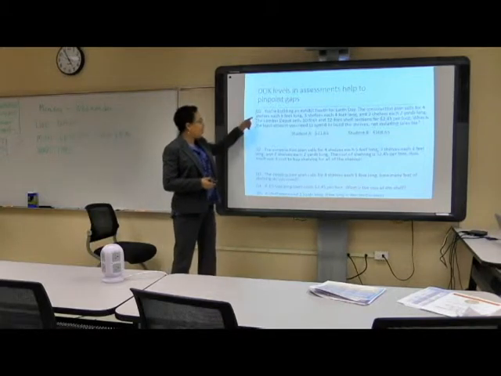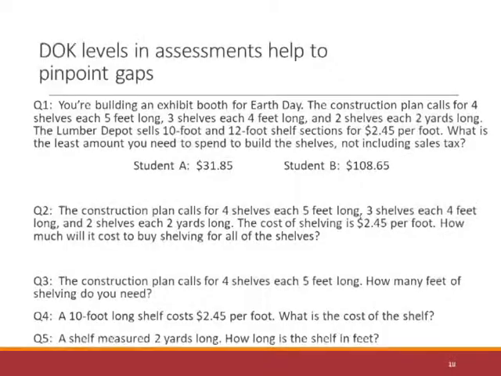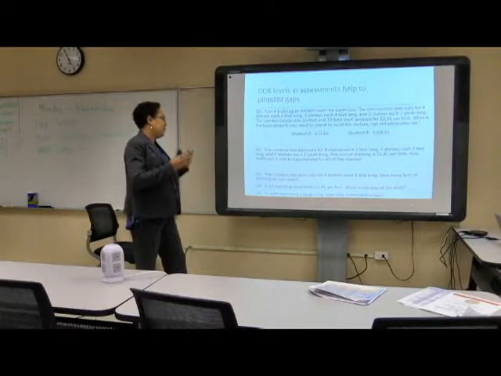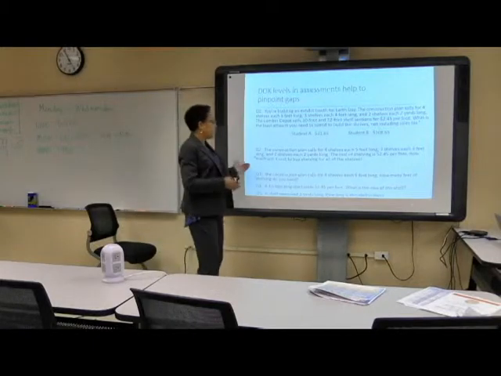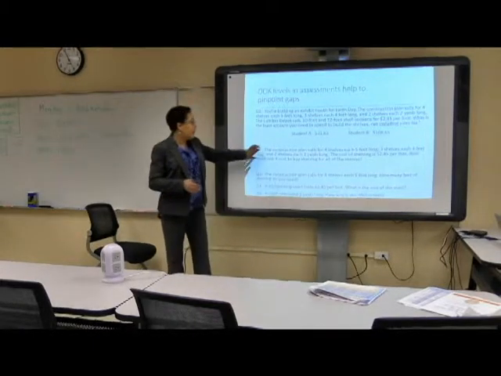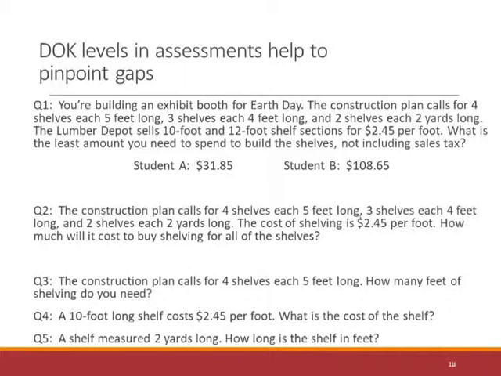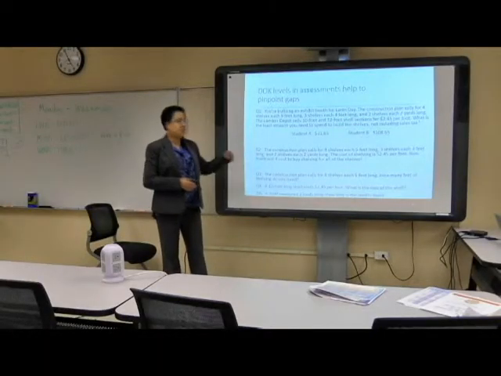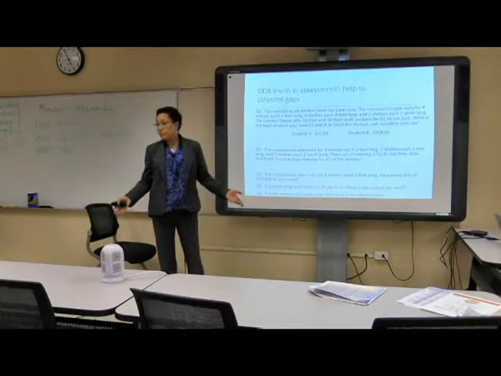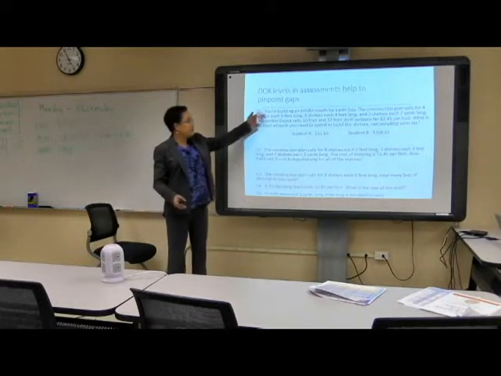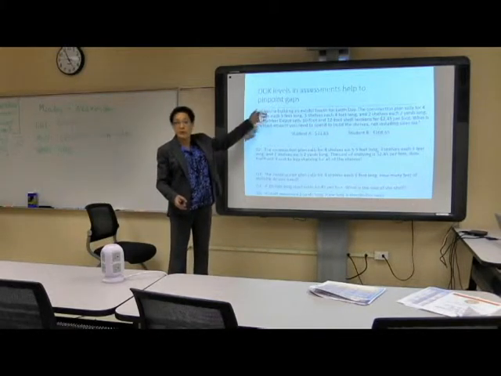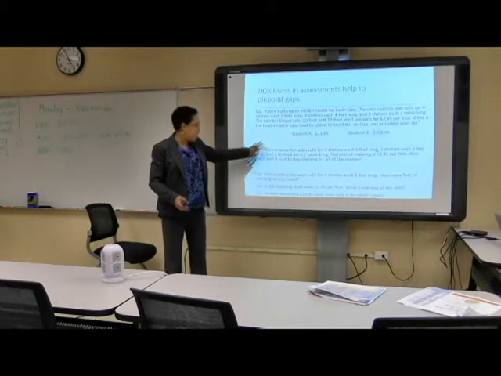If I take that same question and break it down into parts, I've got some good questions that I've pulled out. This one starts with: I've got 4 shelves 5 feet long, and given the cost of shelving, how much would it cost to buy shelving for all the shelves? Now, they still have to do multiple steps, but I've eliminated one of the things, the least amount you need to spend to build the shelves. I'm just asking how much it will cost to buy the shelving for all these shelves. This is an extra step I've eliminated, so I can at least start to pinpoint where they are going wrong.